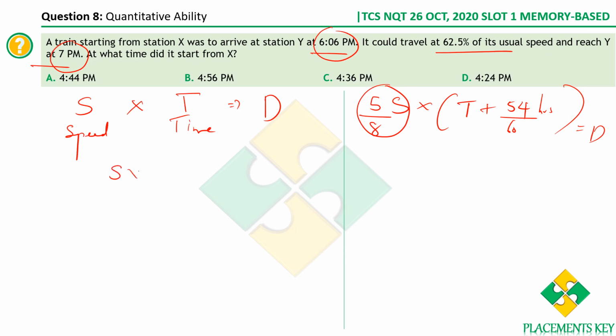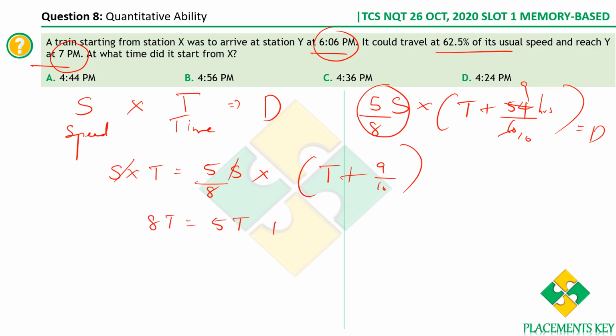So what do we get? S into T is equal to 5 by 8 into S into T plus 9 by 10 hours. The S cancels, so if 8 goes here, you get 8T is equal to 5T plus 5 into 9 by 10, that is 45 by 10. So we get 3T is equal to 9 by 2. What is the value of T? T is equal to 3 by 2, that is 1.5 hours.